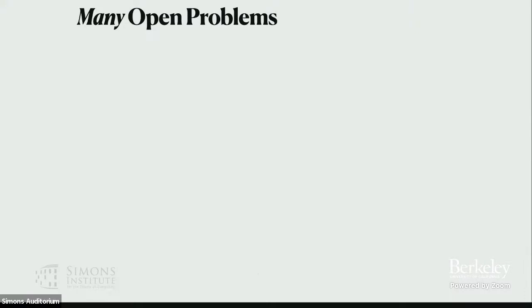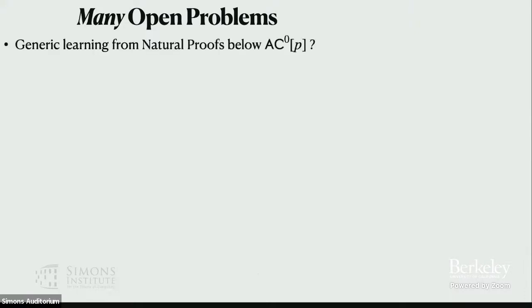There are many, many open problems in this setting. So first is that lacuna that I pointed out on the previous slide. Can we get generic learning from natural proofs below AC0 mod P? So can we get this technique to work smoothly for AC0? We can just automatically generate a learning algorithm from the natural proof instead of having to appeal to the proof against AC0 with parity. That would be really nice. That would be a tighter characterization.